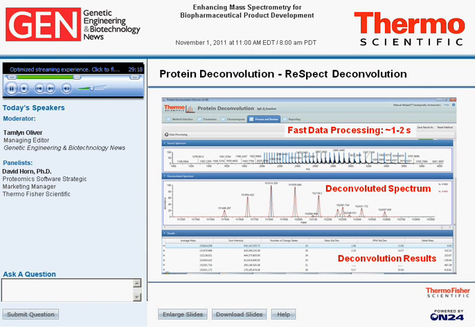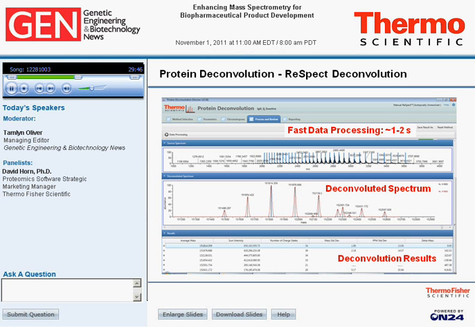Then the next step, of course, is to do the deconvolution itself. You can see in red at the top it says fast data processing, 1 to 2 seconds. That was one of the parameters that really attracted us to RESPECT. In maximum entropy type algorithms, at least in my experience, if you do a wide mass range, it can take several minutes for that algorithm to complete. RESPECT is almost instantaneous, 1 to 2 seconds, and it doesn't really matter how wide your output mass range is.